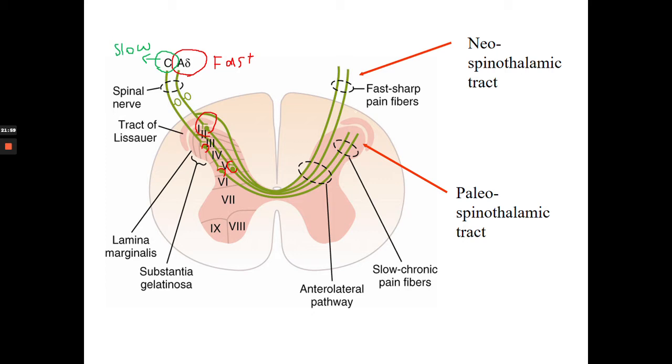Since there are too many synapses in the posterior horn for the slow pain, it means there are too many synaptic delays. This will make this kind of pain slow. Besides, it is transmitted through C fiber. So as you see here, that's why slow and fast. The fast pain is transmitted through a tract called the neospinothalamic tract. And the slow pain is transmitted through a tract called the paleospinothalamic tract. Paleo means older. Neo means new.